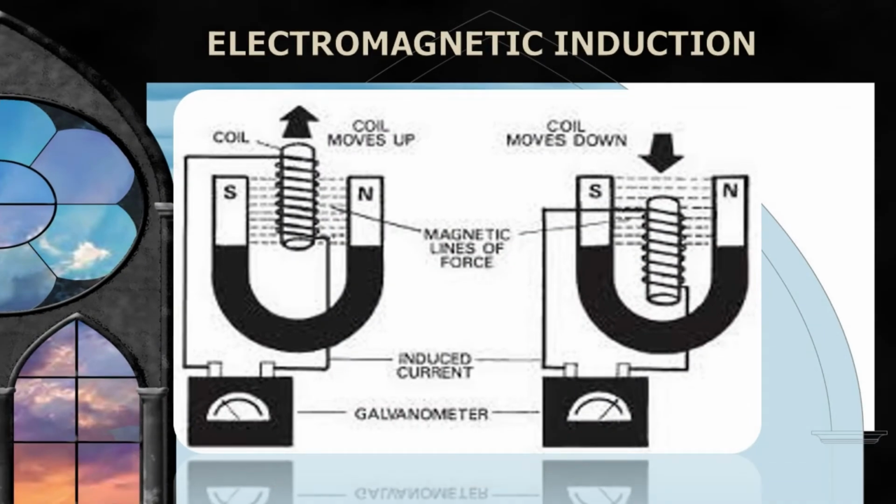Another example is using horseshoe magnets, wherein we move the coil of wires up and down. When you move up the coil of wires in a horseshoe magnet, you will notice that the galvanometer's reading goes to the left side. While when you put the coil of wires inside, what will happen? The galvanometer's reading will go to the right side. Because of the magnetic lines of force that we have, we can say that the induced currents are in opposite directions also.